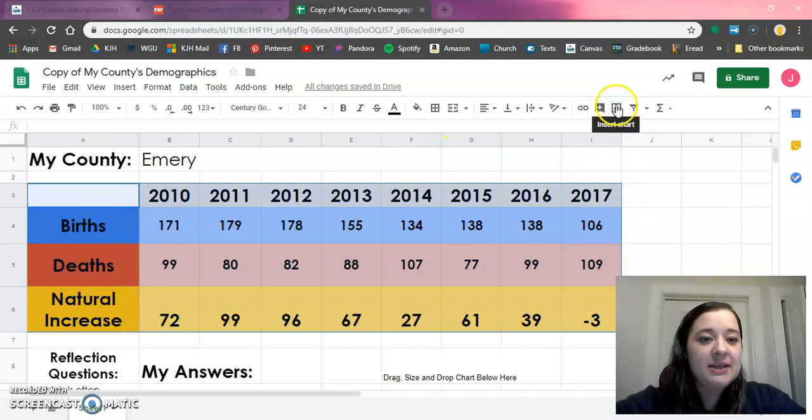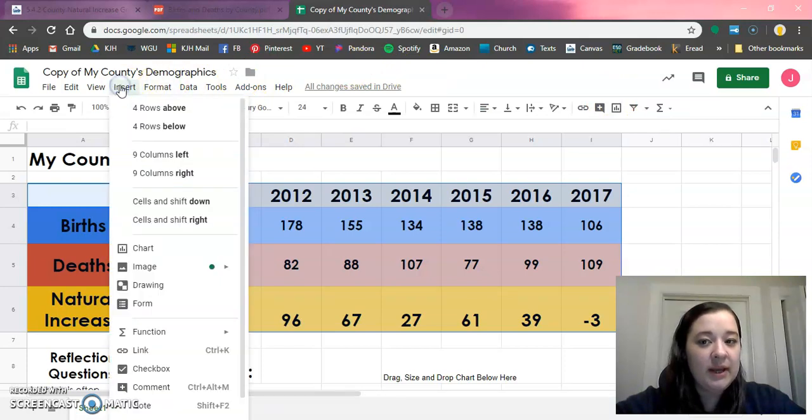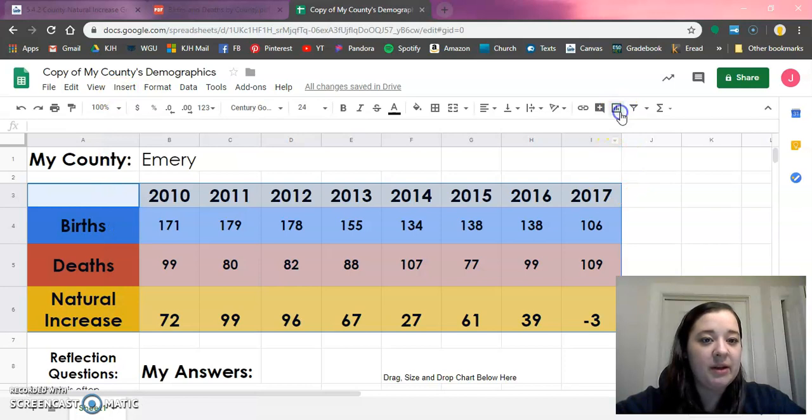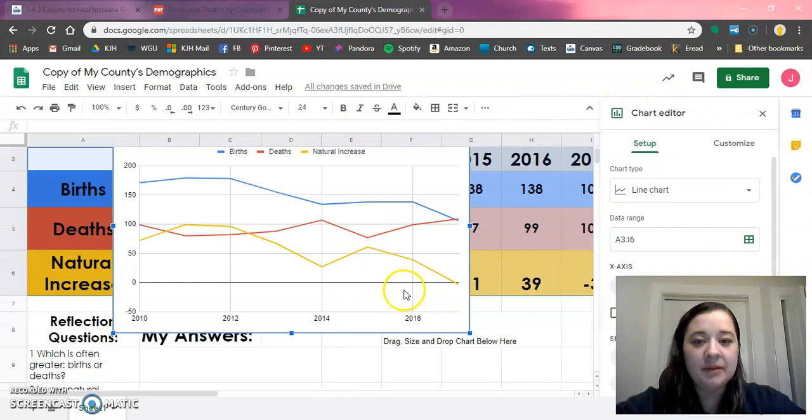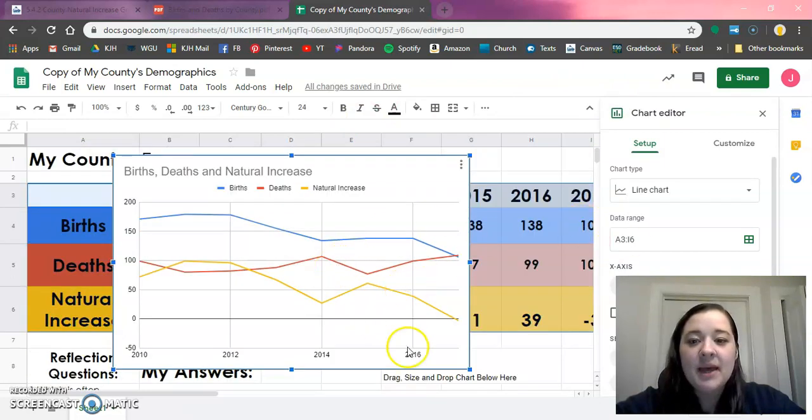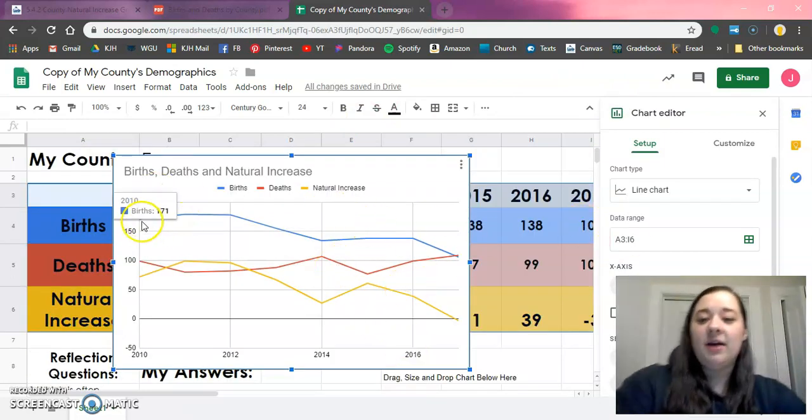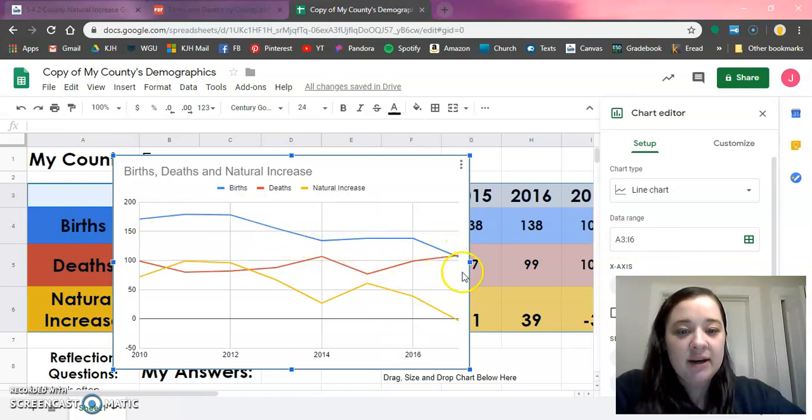Then, this is your magic button right here, this one that says Insert Chart, or you can also go Insert and Chart right there. But I just like clicking the button. If it wants to load. There it is, I found it. Okay. So if you notice, it is now calculating, it has the births here.